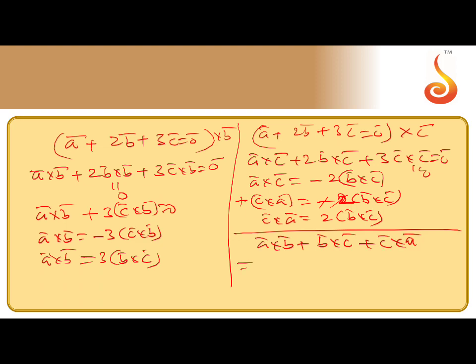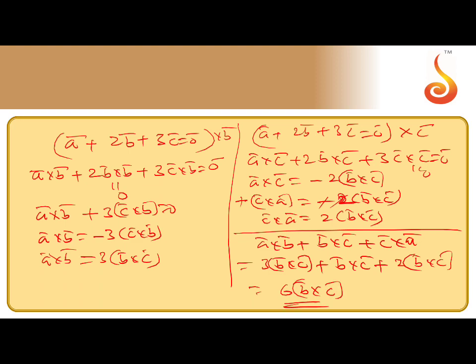So what is A cross B value? 3 B cross C. So next again B cross C, and C cross A is 2 into B cross C. So 3 plus 1 is 4, plus 2 is 6 into B cross C is the answer for this one.